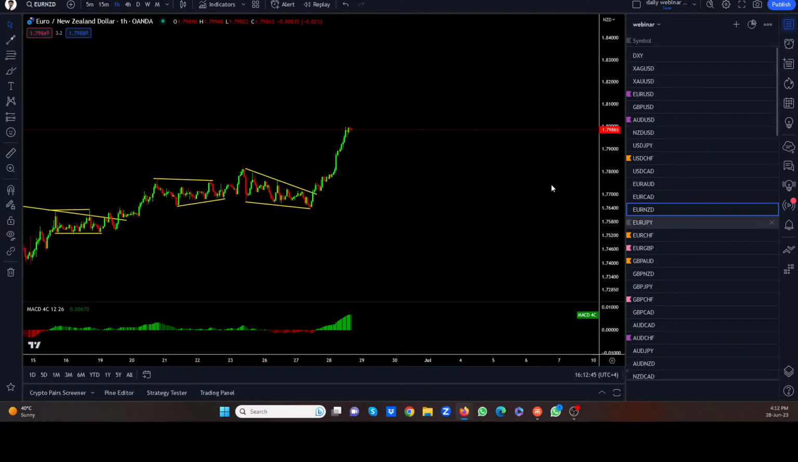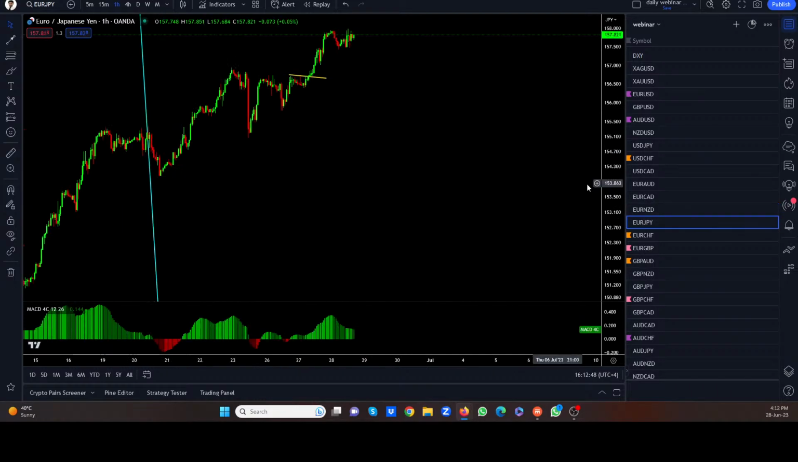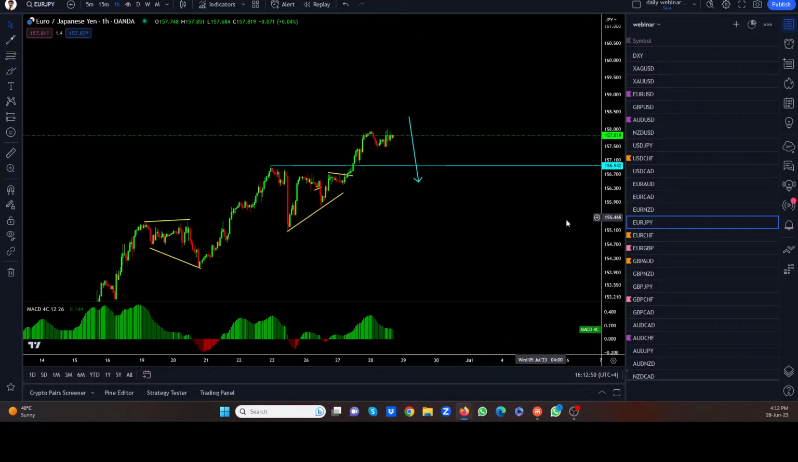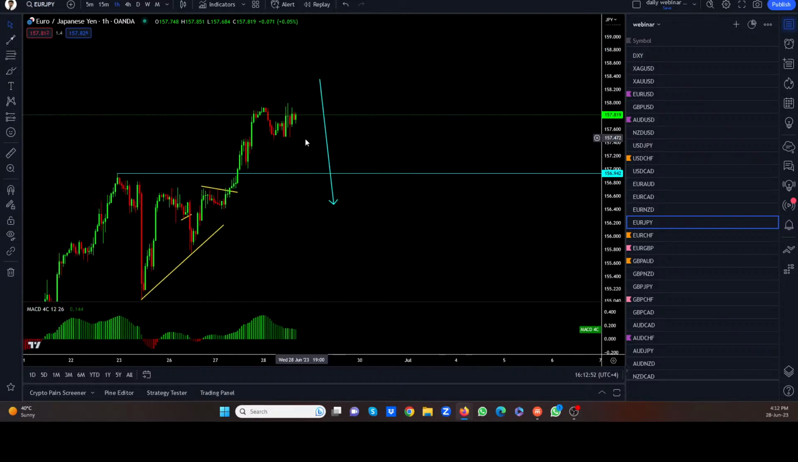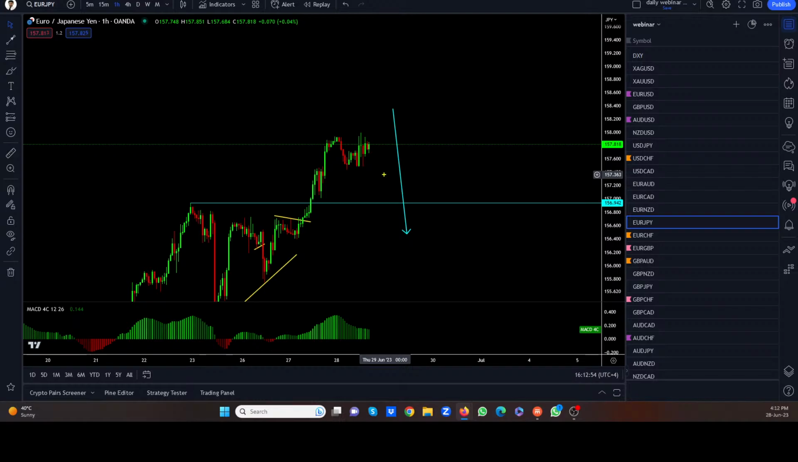Euro yen. We took it this morning, but we closed it, and you see the right reason why we closed it, right? So this morning we had this small flag. We had an entry below the flag. It went up. Once it went up there, we closed the trade. Now we're looking for a buy setup. So now if you want to buy it, put an entry out above the top.